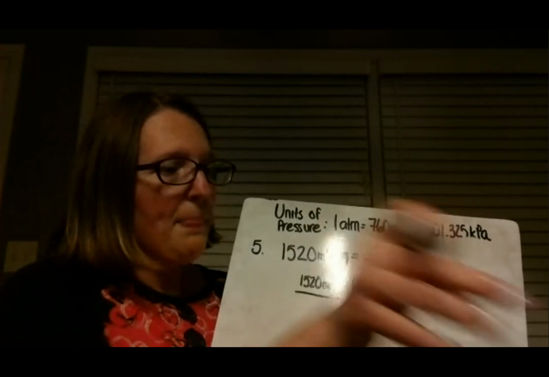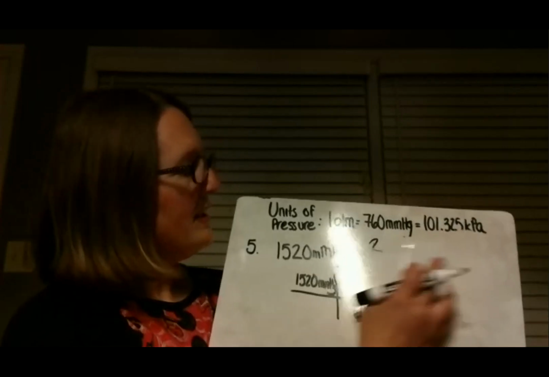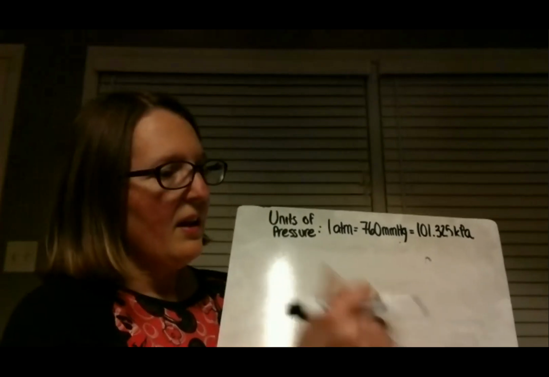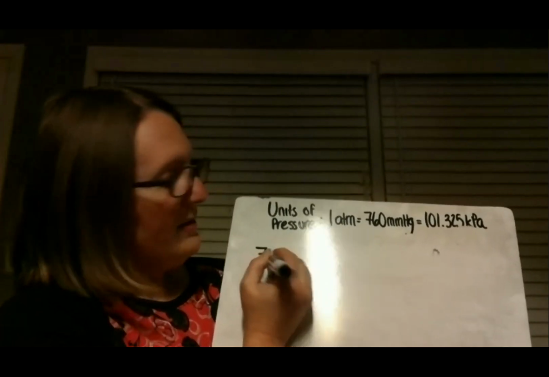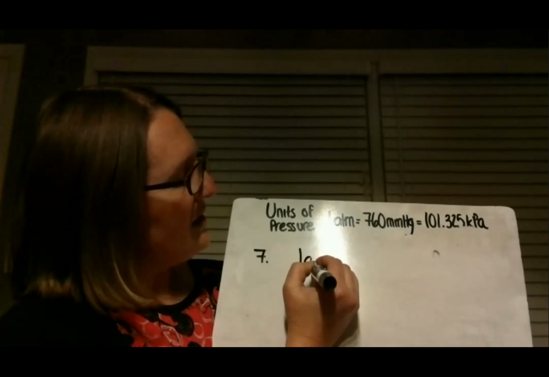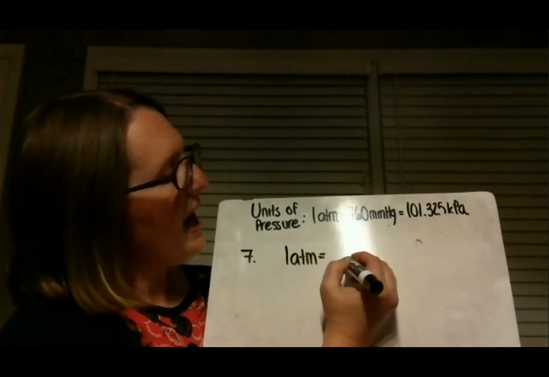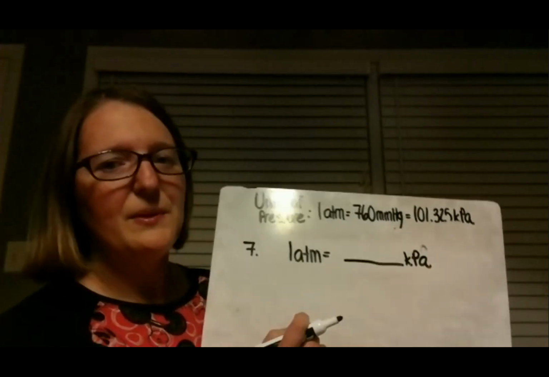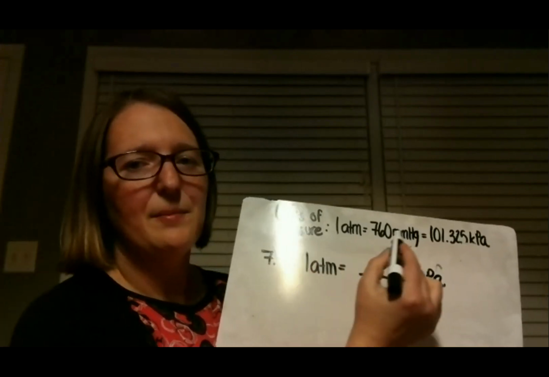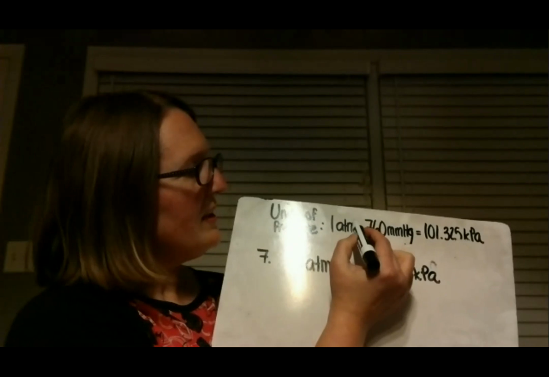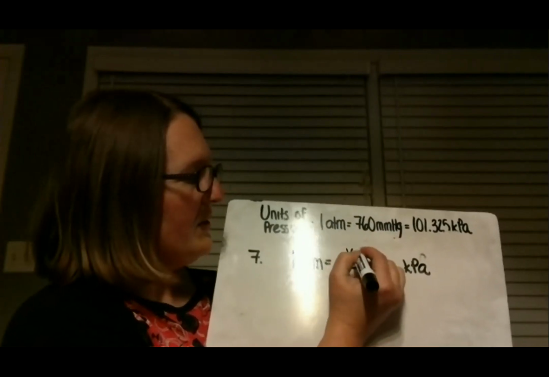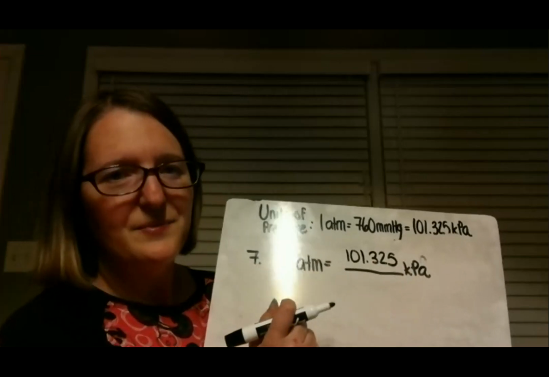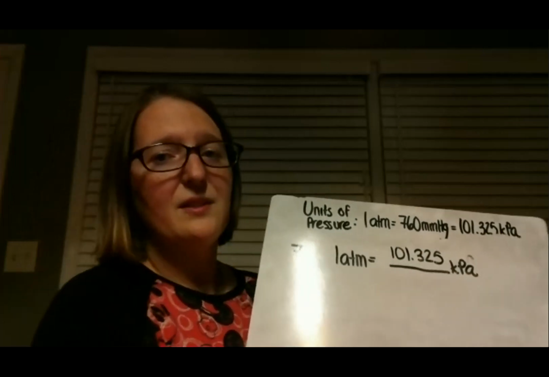All right, and then let's look at number 7. Number 7, pretty straightforward. Number 7 says 1 atmosphere equals how many kilopascals? Well, this one we don't even have to do any math. You just got to look up here. So 1 atmosphere equals 101.325 kilopascals.